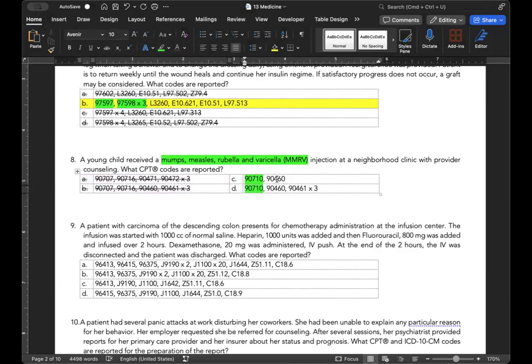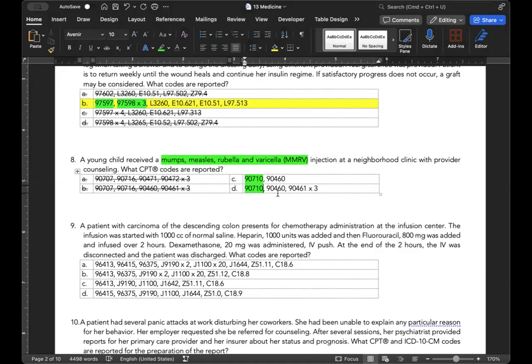Okay. 90460 is in both. So let's go look at 90461. So 90461 is an add-on code. Okay. So 90460, where can I find it in my book? I'm on the medicine section. It's just hard to find. Page 745. Ah, sorry about that.